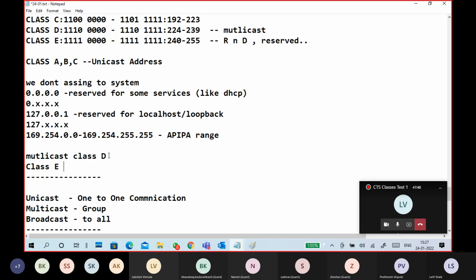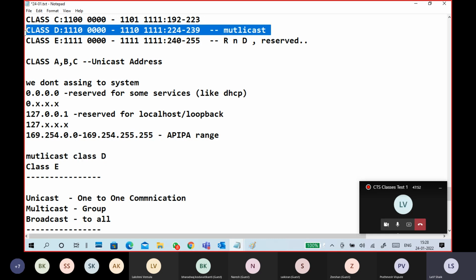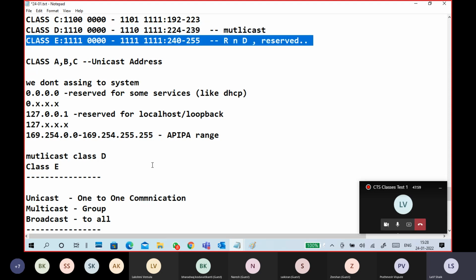Multicast class D IP addresses we use for particular services only, like WDS services, BOOTP services, and dynamic routing protocols like RIP version 2, EIGRP, OSPF, which use multicast addresses for exchanging routing tables. Class E, we don't use.